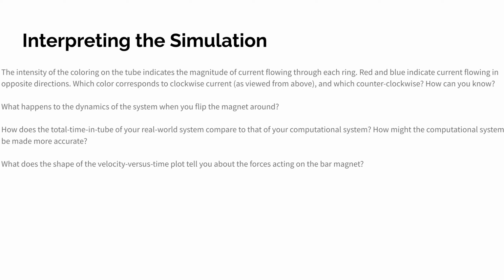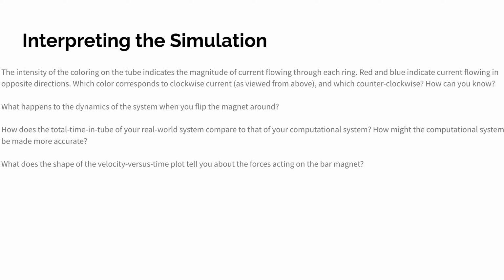What happens to the dynamics of the system when you flip the magnet around? If the magnet were flipped, not much would change in the results. The only thing that would be different would be the direction of the induced current on the tube. How does the total time in the tube of your real-world system compare to that of the computational system? The times were very similar, and to make the model more accurate, the magnetic dipole moment would be calculated again, since we can see that it causes a significant change in results.